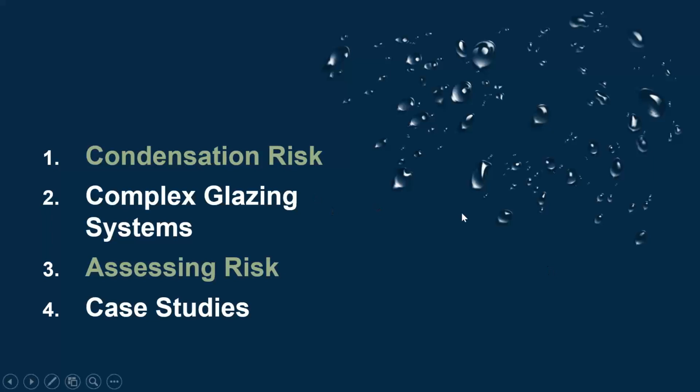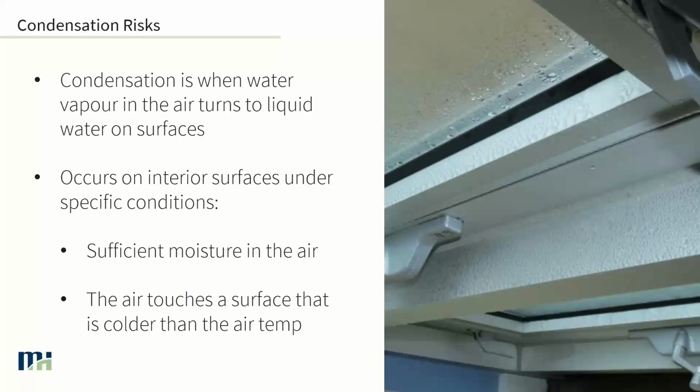So today I'm going to be going over a little bit of condensation risk and how we analyze complex glazing systems to assess that risk. Going through some case examples and highlighting an effective way of undertaking these sorts of analyses when it's not an off-the-shelf system. To start us off, the very basics of what it means to have condensation occur on the interior of our buildings.